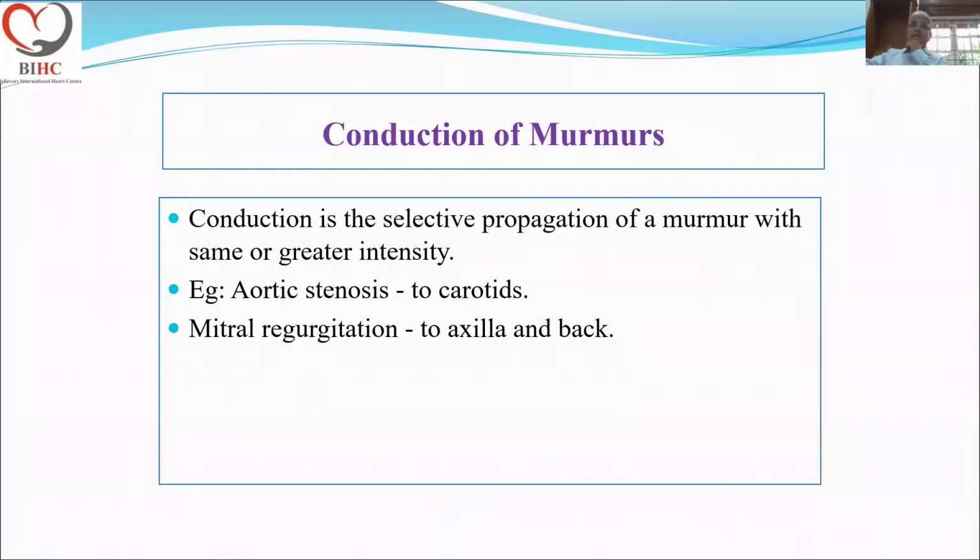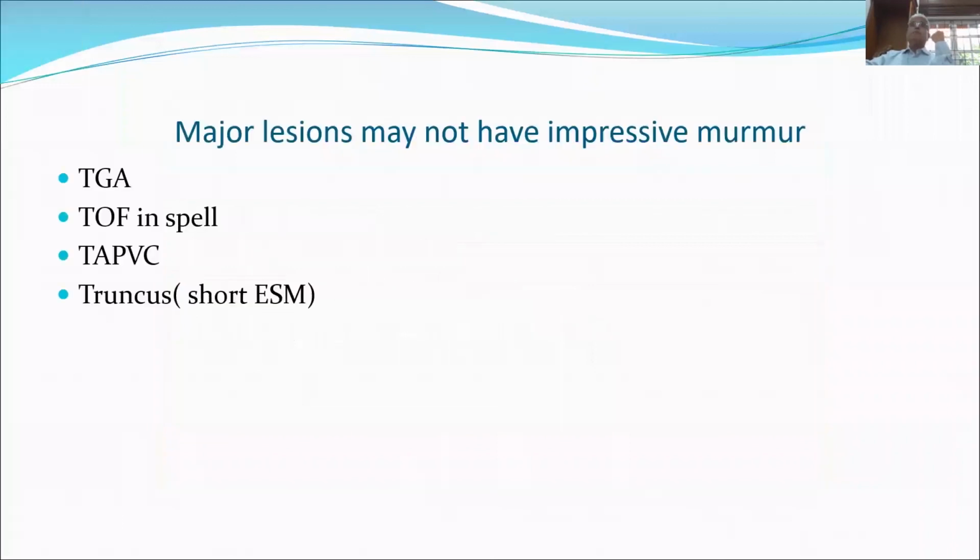We use the word conduction when there is selective propagation of a murmur with the same or greater intensity. Like an aortic stenosis murmur is heard over the carotids with the same or greater intensity. And a mitral regurgitation murmur, particularly a rheumatic mitral regurgitation murmur, is well heard over the axilla and back.